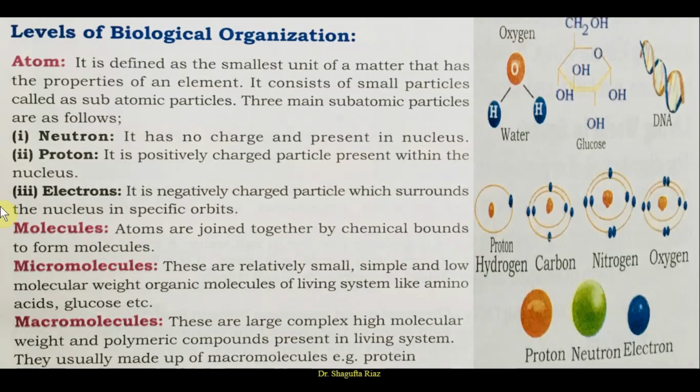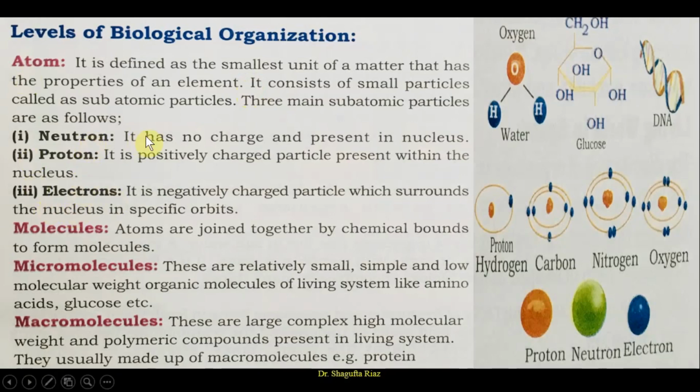And the basic unit of life is the cell. You remember from your previous class that the basic unit of life is the cell, and the cell is made up of molecules. The cell and cell organelles are made up of molecules, and these molecules are basically made up of atoms. So what is an atom? An atom can be defined as the smallest unit of matter that has the properties of an element, right? It consists of subatomic particles, which include neutrons, protons, and electrons.